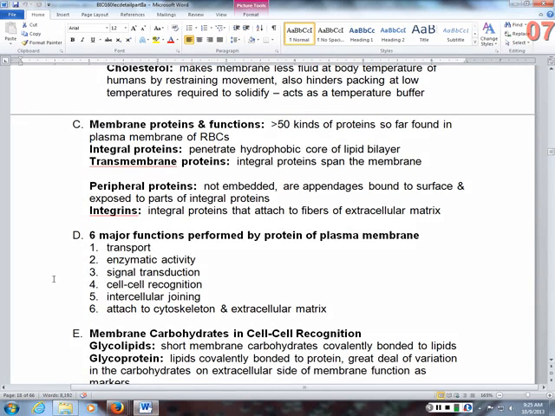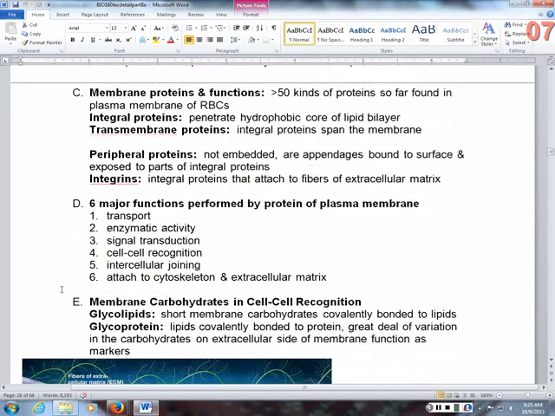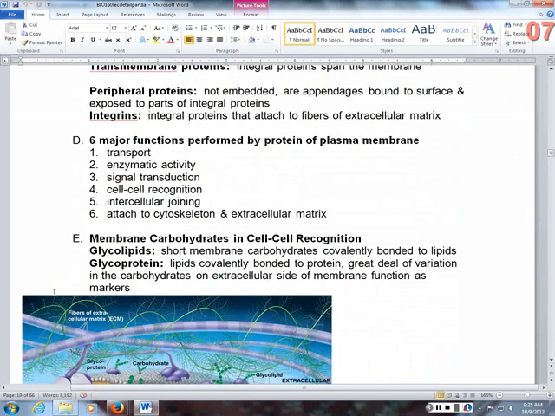So we have 6 major functions that are performed by these proteins in the plasma membrane. Transporting things, which is a good way to get things in and out of the cell. Enzymatic activity, so they're going to control enzymes, chemical reactions in the cell. Signal transduction: if you want to send a message to another cell, you're in distress, you can send it out through these. Cell-to-cell recognition.